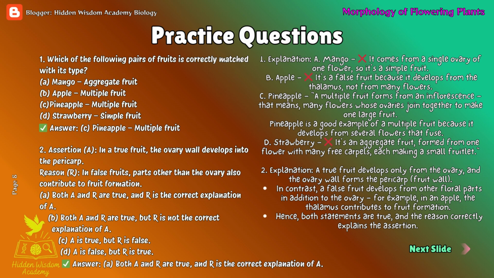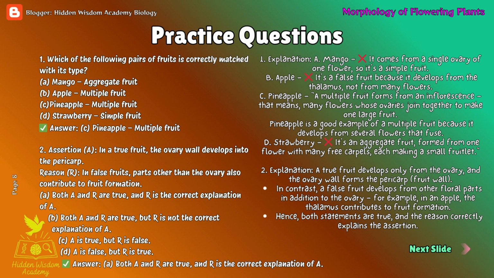Explanation: Option A: mango. It's a simple fruit because it comes from a single ovary of one flower. Option B: apple. It's a false fruit since it develops from the thalamus, not from many flowers. Option C: pineapple. A multiple fruit forms from an inflorescence, meaning many flowers whose ovaries fuse to make one big fruit. Pineapple is the correct example of a multiple fruit. Option D: strawberry. It's an aggregate fruit, formed from one flower with many free carpels, each making a small fruitlet. So, option C is the correct answer, that is, pineapple is an example of multiple fruit. Now, let's move to question 2.